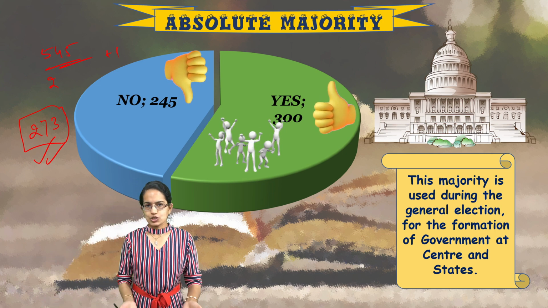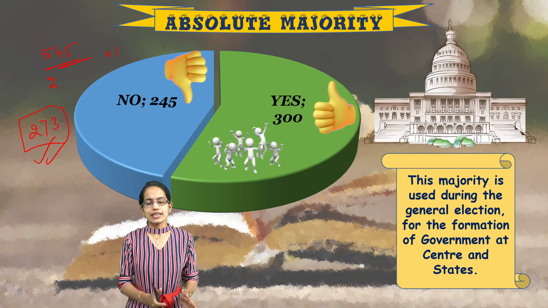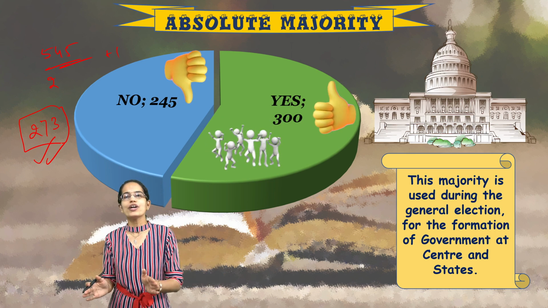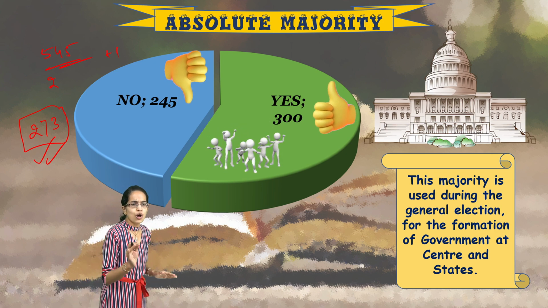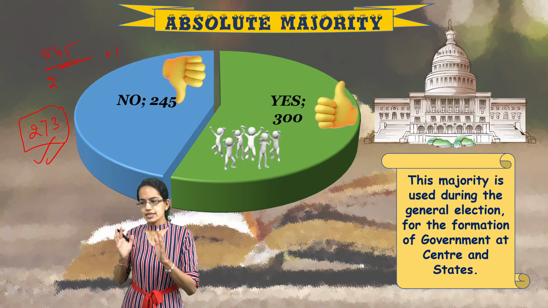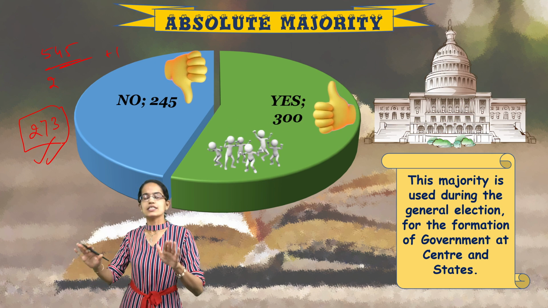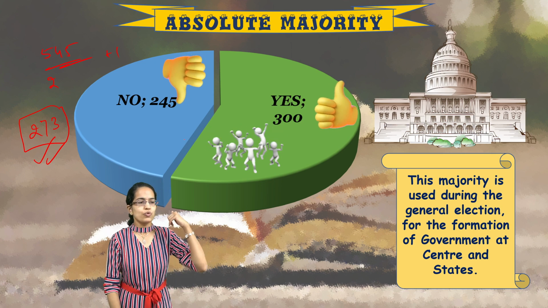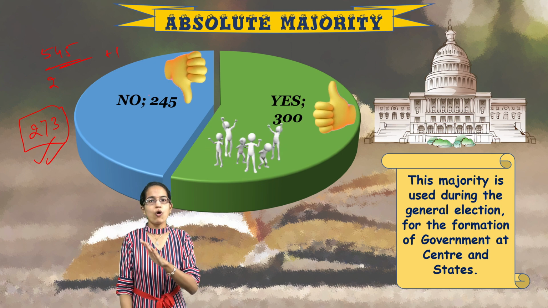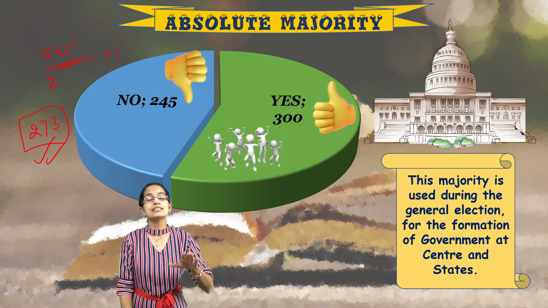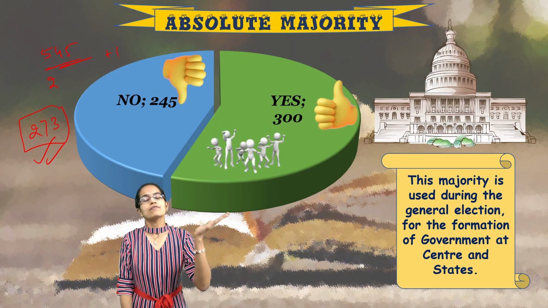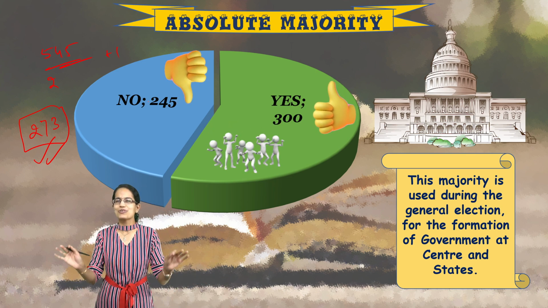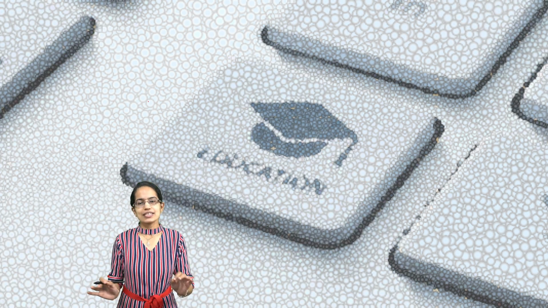This is used when there is a general election for the formation of government, either at the center level or at the state level. So absolute majority is most commonly used in this case. In normal business of the parliament, absolute majority is generally not used. Whenever more than half of the total number of members in the parliament are in favor of a decision, we say this is an absolute majority. A very basic concept.